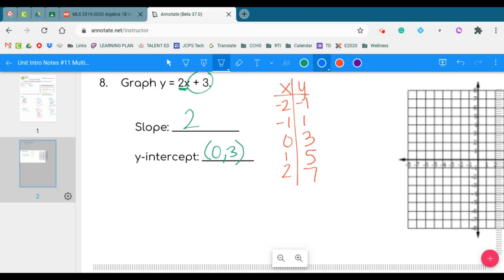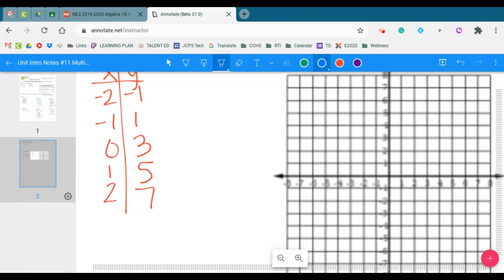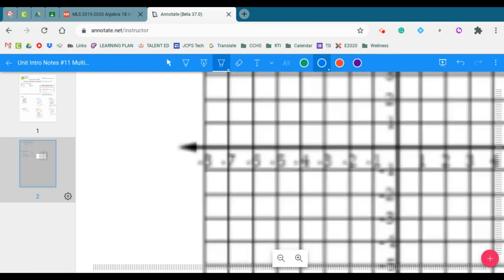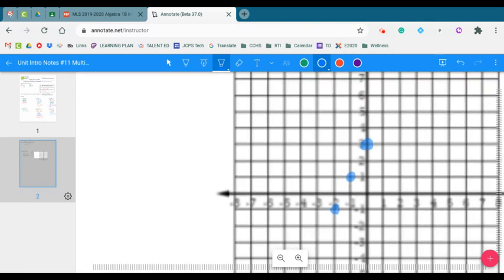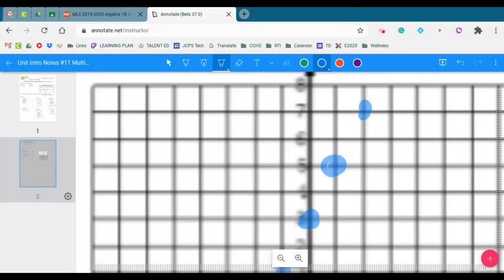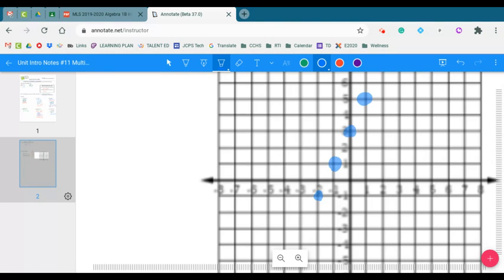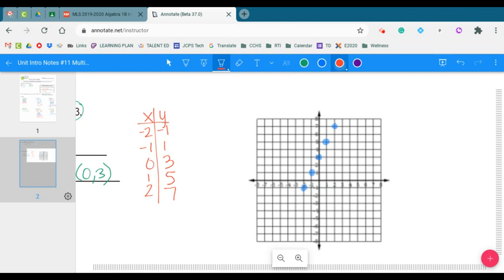You then are going to plot your points. So -2, -1, then -1, 1, then 0, 3, then 1, 5, and 2, 7. Okay, those are our points, and then I'm going to draw my line.